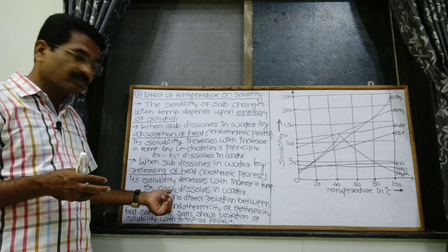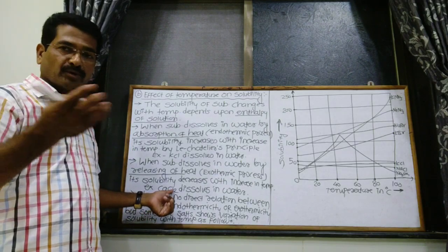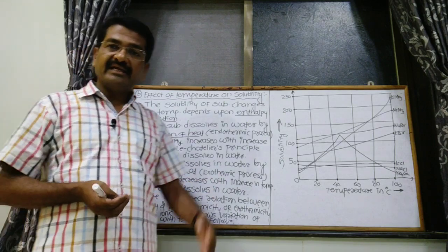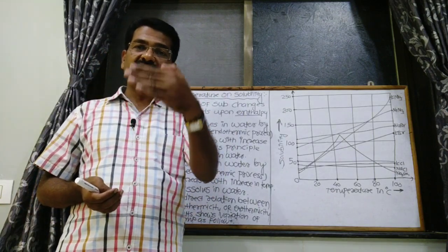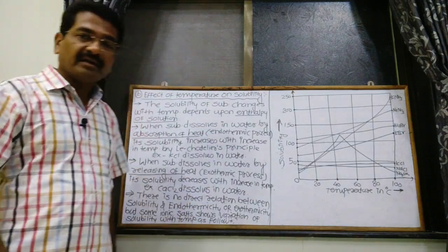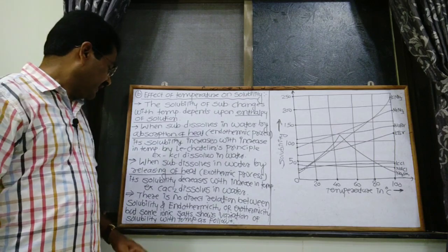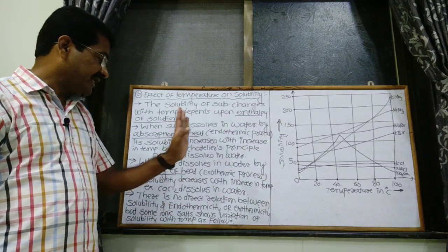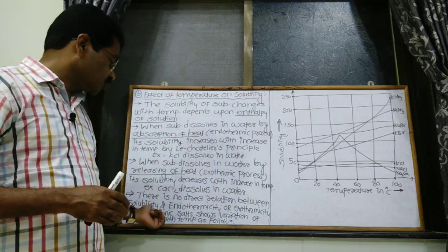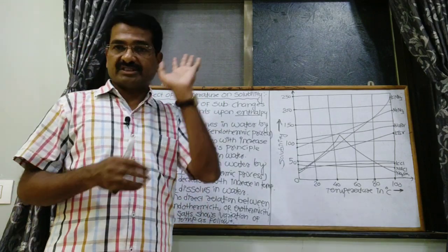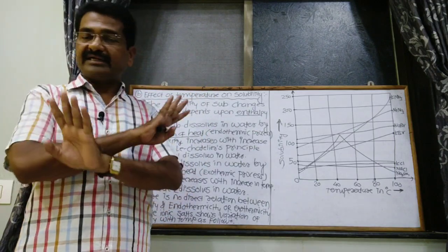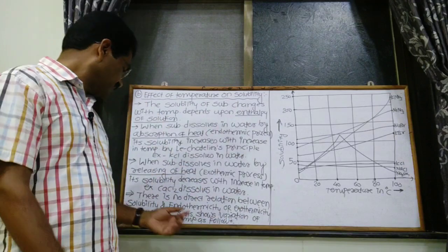For example, when calcium chloride or calcium carbonate is dissolved in water, heat is evolved and it undergoes an exothermic process. But its solubility decreases with increasing temperature. There is no direct relation between solubility and whether the process is endothermic or exothermic. It cannot indicate a direct relation.